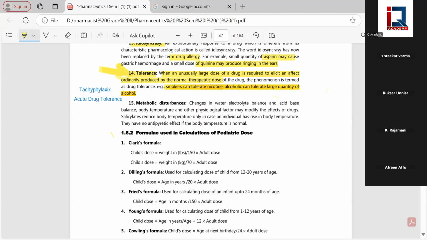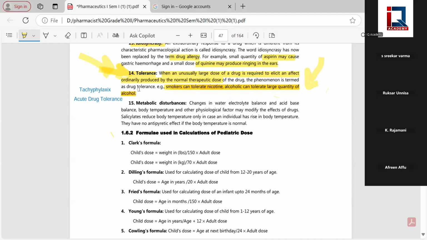Tolerant here does not mean positive, it means tolerating more amount of the dose. A disease for which a small dose is sufficient to elicit a certain response, but that small dose is not sufficient in this particular patient. You need to give more dose to show the small pharmacological response. That is called tolerance.